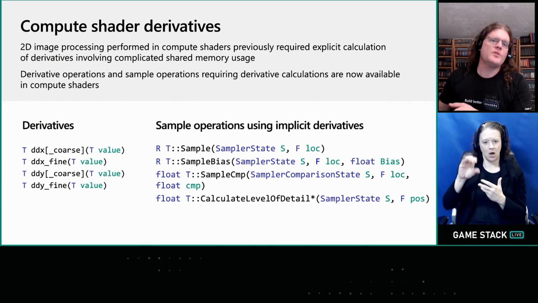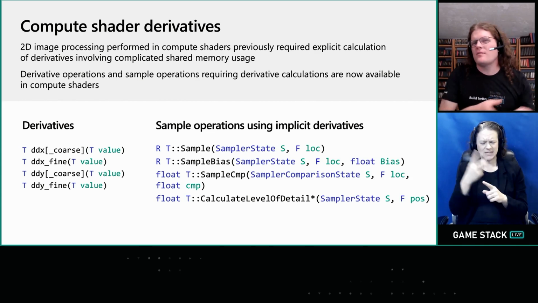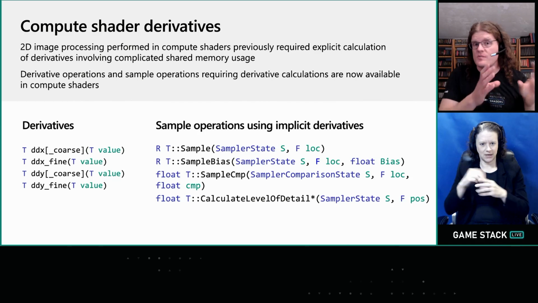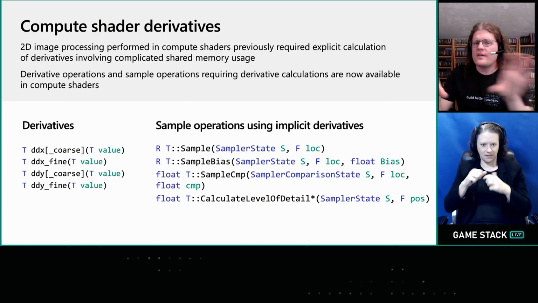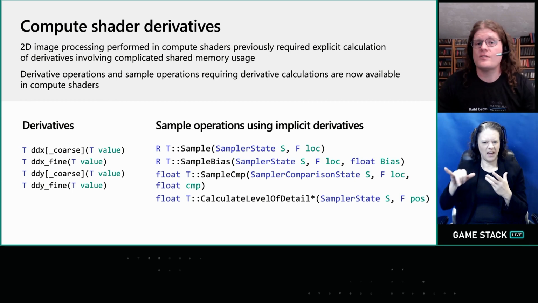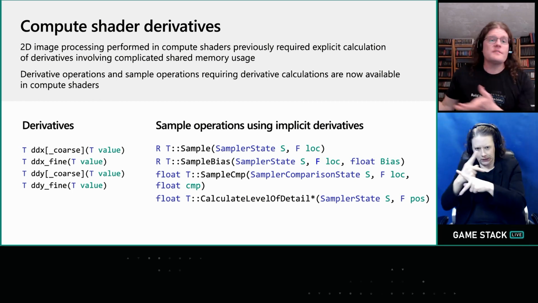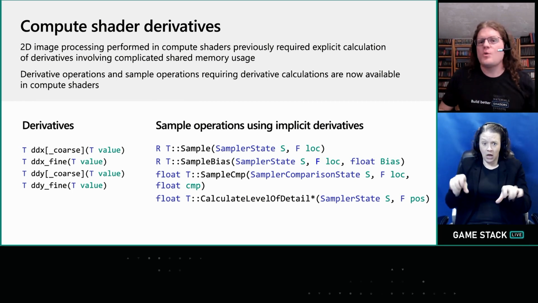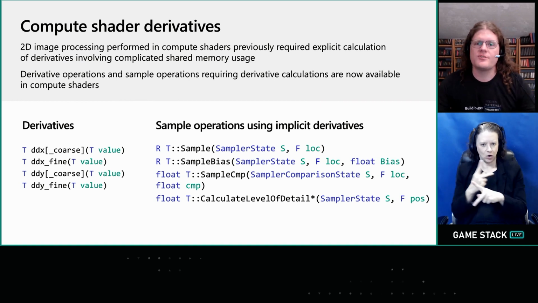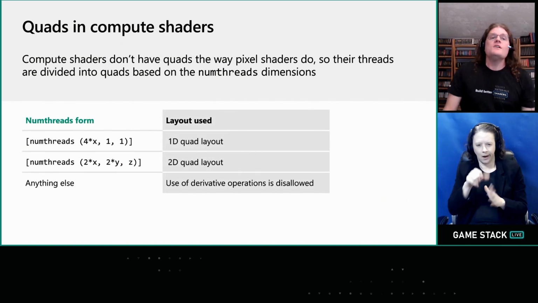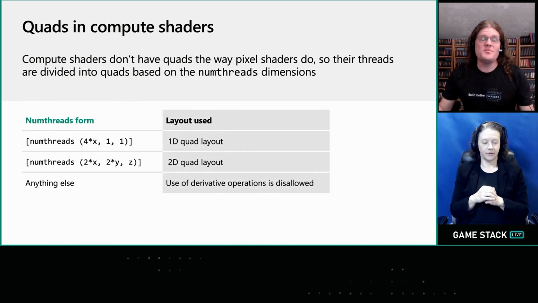There were some sample operations available in compute, but all of them required you to specify the gradient or the level of detail explicitly, which required you to do your own thing to calculate those derivatives. You're perfectly able to do that, but it's not as quick as when you can take advantage of the hardware. So we've got sample, sample bias, sample compare, and calculate level of detail, which, okay, it's not a sample operation, but it's close enough.